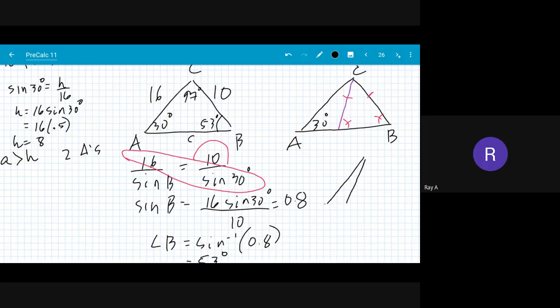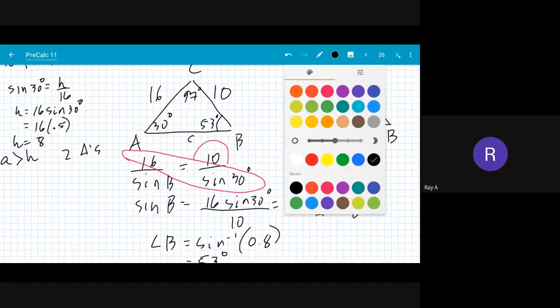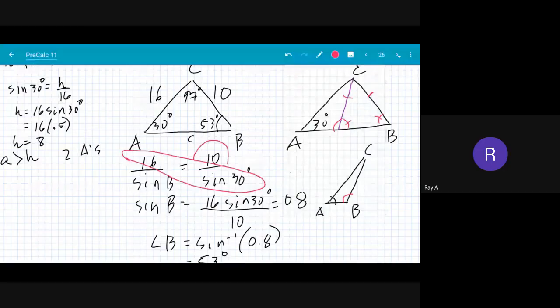We saw that earlier, right? This is your 30 degrees, this is your A, okay? This is your C, this is your B. The question is, what is this angle going to be? This one right here. Or in this case, this one. Okay, so I'll do it again. We are looking for this angle here, which is the same as this one here.